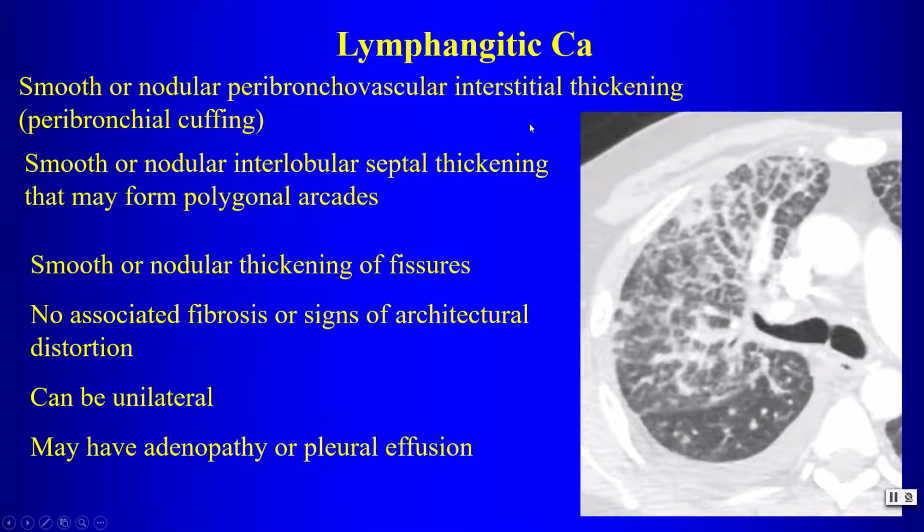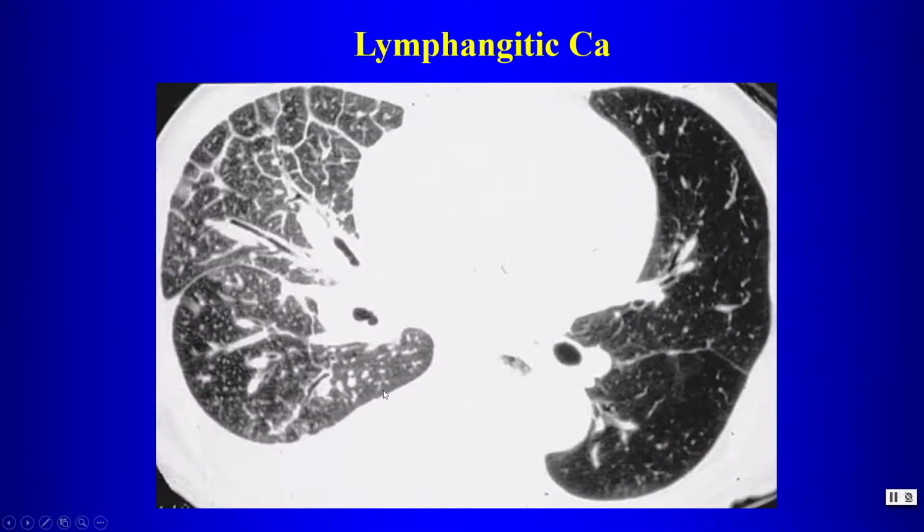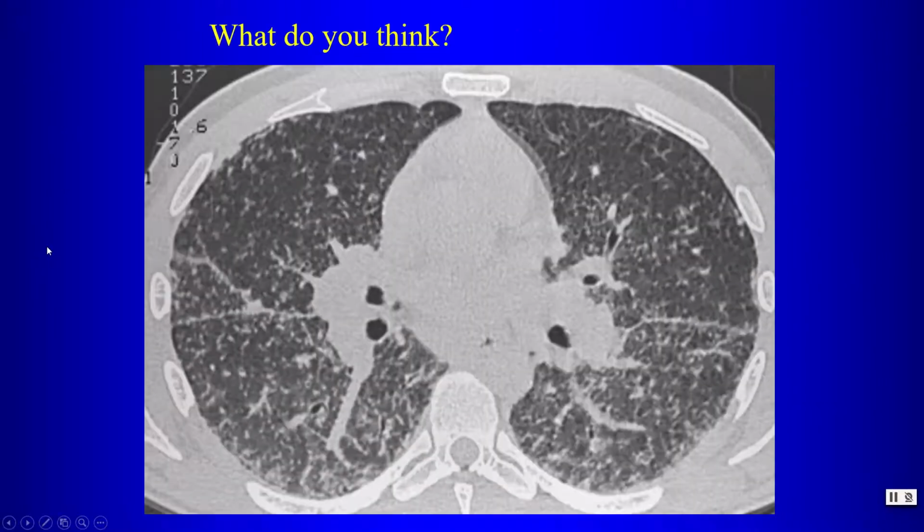This can give you smooth or nodular interlobular septal thickening, but especially nodular interlobular septal thickening. There will be no associated fibrosis or signs of architectural distortion. With certain tumors like breast cancer and lung cancer, it might be asymmetric and predominantly unilateral. You might also have adenopathy or pleural effusion associated with that. So here's a case of breast cancer with predominantly unilateral changes here of interlobular septal thickening and nodular opacities from lymphangitic carcinomatosis. If we look carefully, there are also some changes on the other side, but there is a marked asymmetry here in this patient with breast cancer.